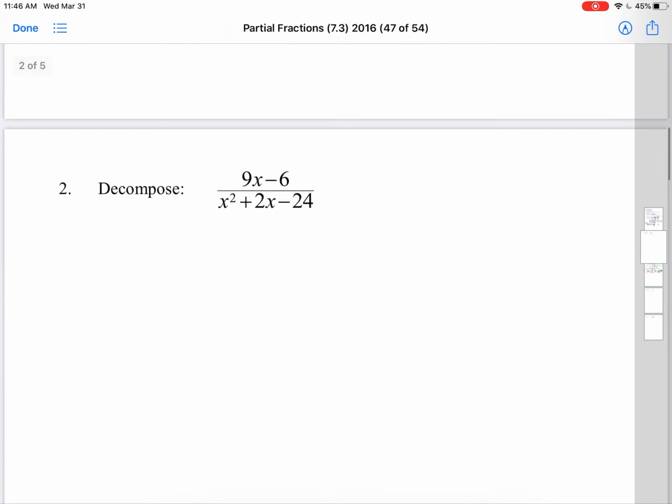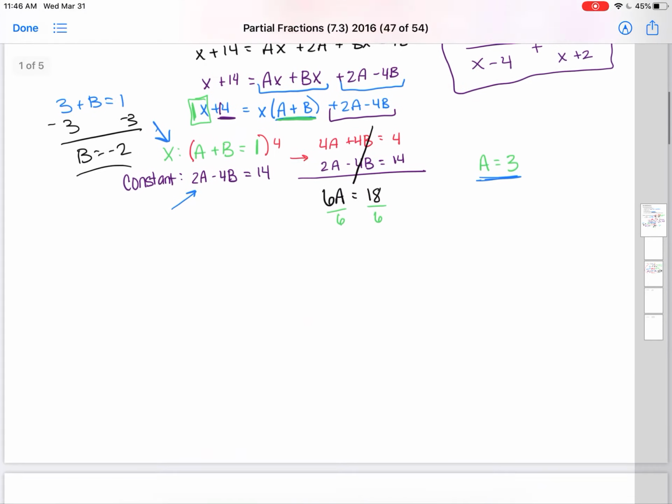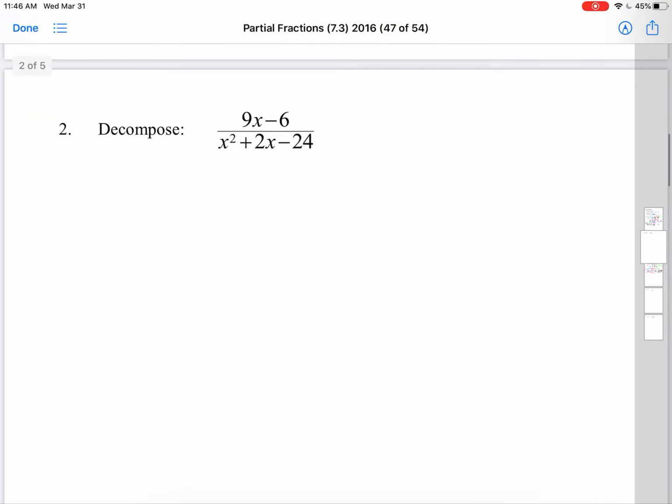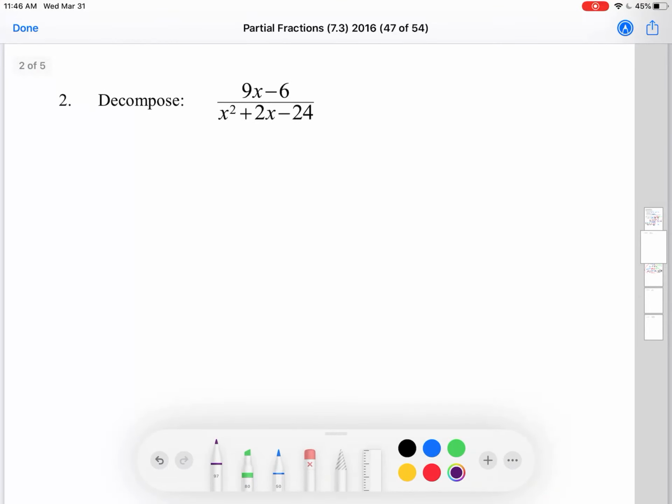So I'm going to go ahead and do question 2. Again, following those same 5 steps from the front of those notes. In order to even get started on this question, however, we have to factor. And we are going to factor not the numerator. We're never going to touch the numerator. The only thing we're going to touch is the denominator.